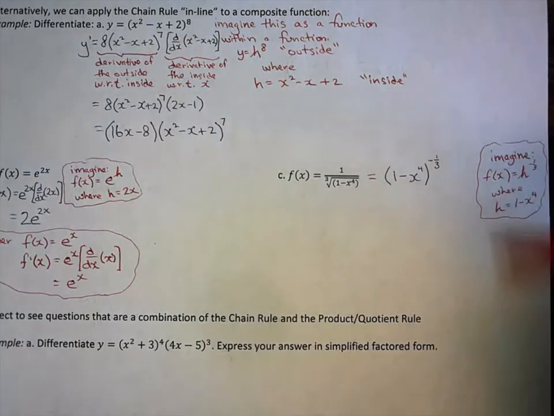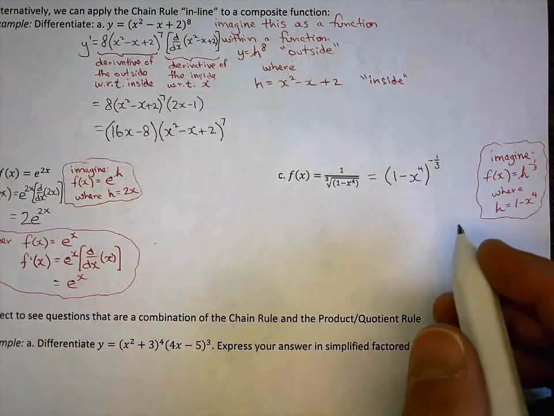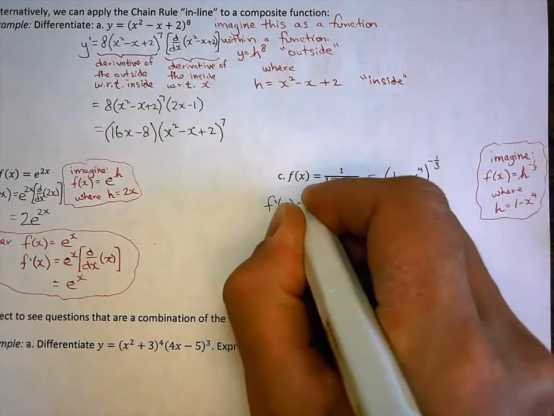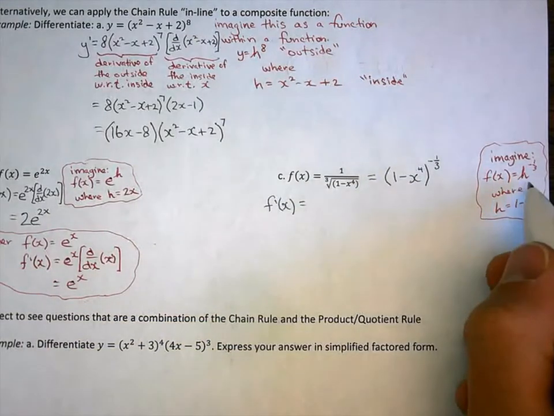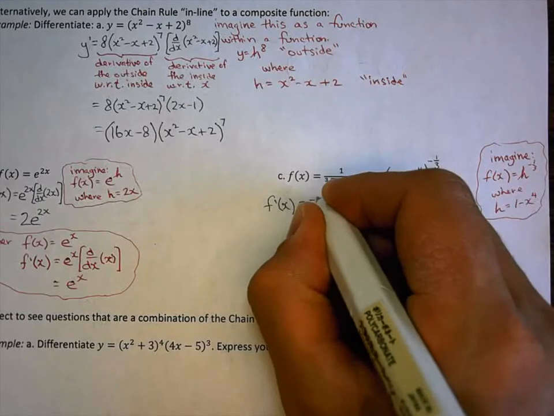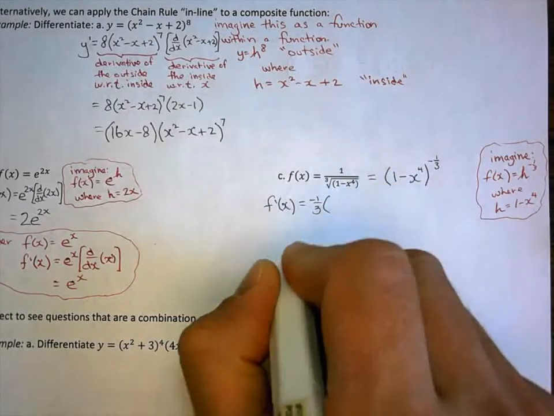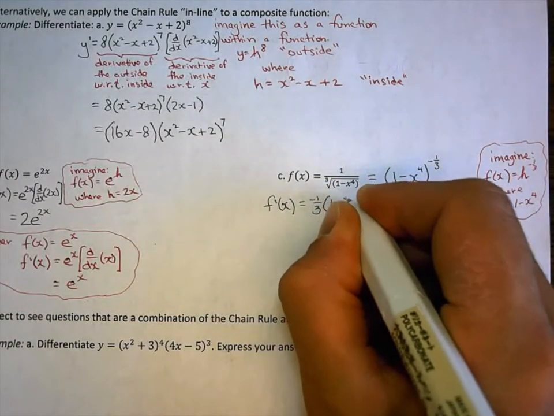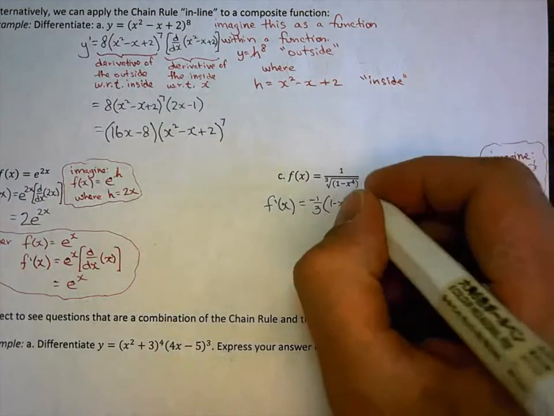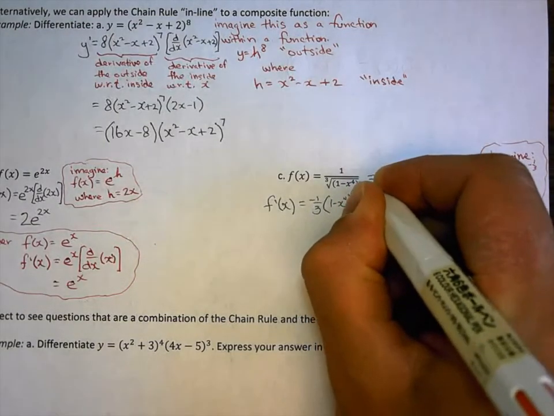That's classic chain rule. It's a composite function. So, to find the derivative, here we go. F prime at x is equal to the derivative of something to the negative 1/3, which is negative 1/3 times that something, 1 minus x to the 4. And then I actually have to subtract 1 from the exponent. So it'd be negative 1/3 minus 3/3.